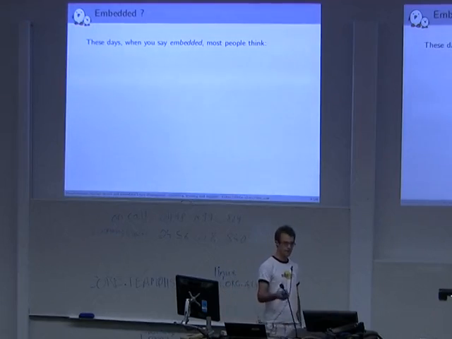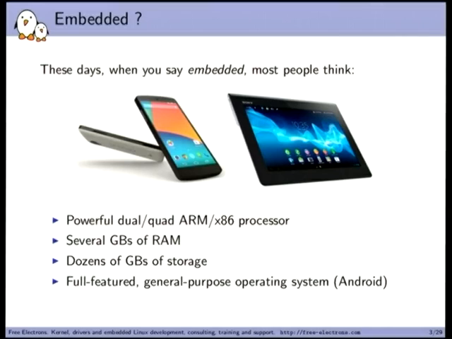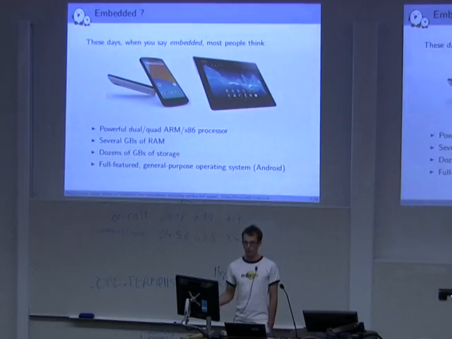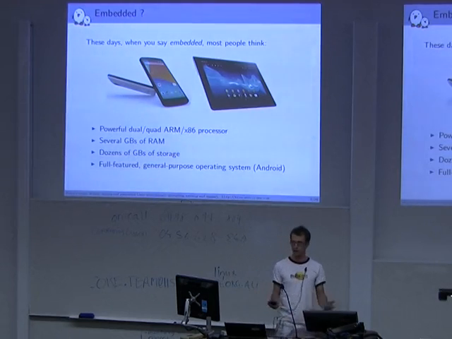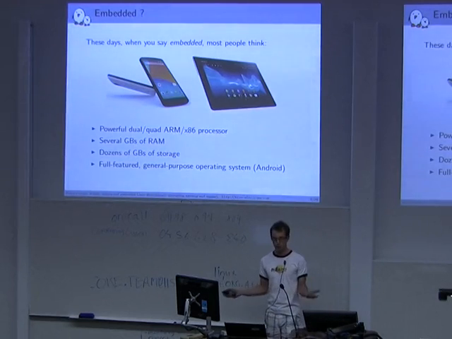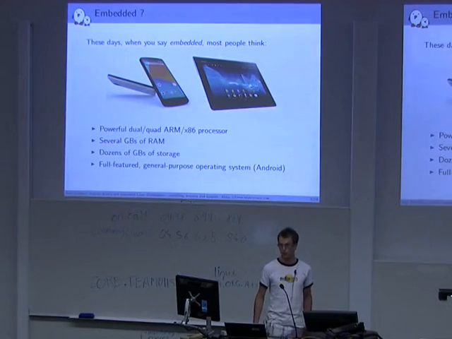So embedded, these days when people say embedded, usually they think of something like phones, tablets, consumer-grade devices. And those devices typically have very powerful CPUs, lots of RAM, lots of storage, a full-featured general-purpose operating system, usually Android, but it can be something else, with many applications that you can install, remove, upgrade, and so on. So really a complete desktop operating system.